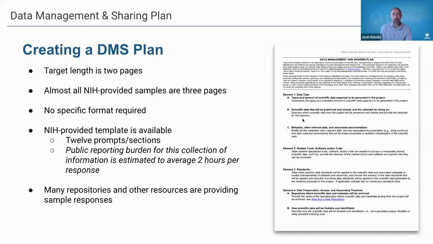They're pretty open on the format, but I don't see any reason why you would deviate significantly from this template that they provided. There are 12 different prompts or sections, and I'll talk through those in a moment. And they estimate it should take 2 hours to complete this. I assume it'll probably take longer in practice, just with back and forth and making sure you've captured the right elements, but pretty light lift compared to all of the other things that go into a grant or contract application.